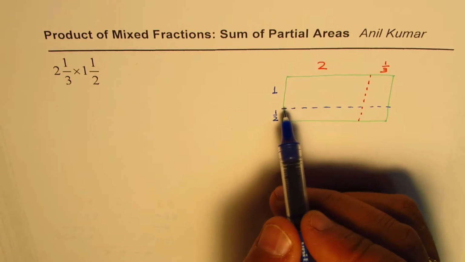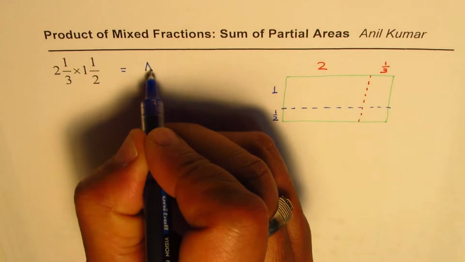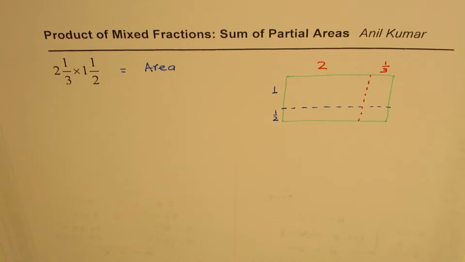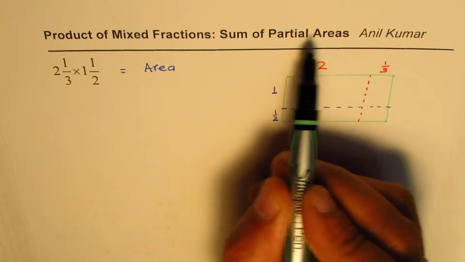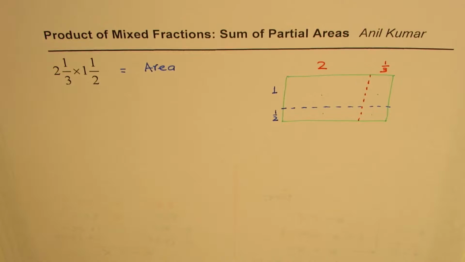Now length times width is the area, correct? So this is equal to area, correct? Now how to find the whole area? The technique as written here is sum of partial areas. So we have 4 different areas, as you can see. Let's write down each area inside these brackets.